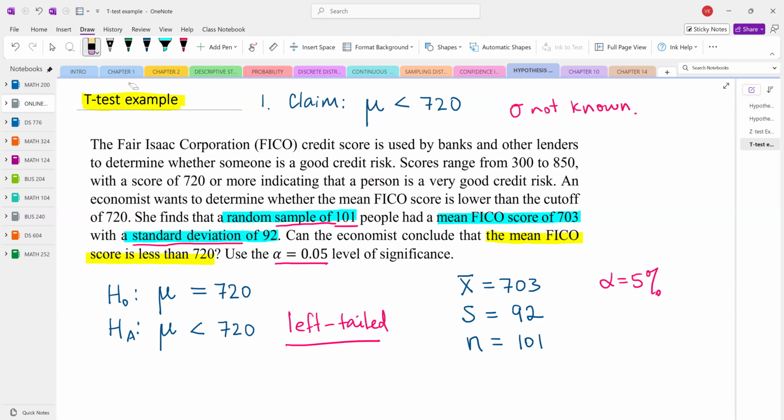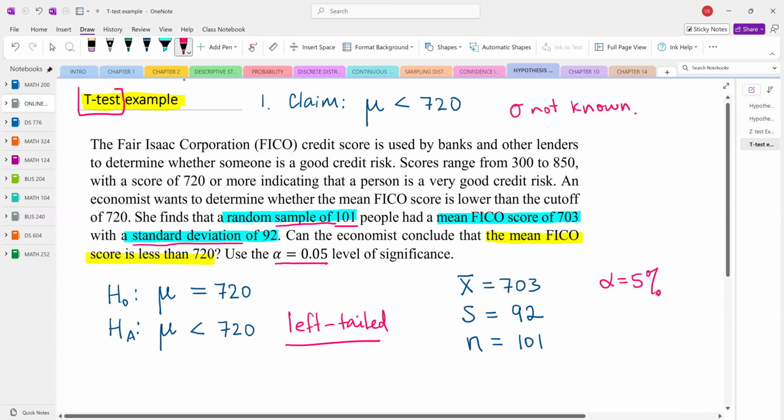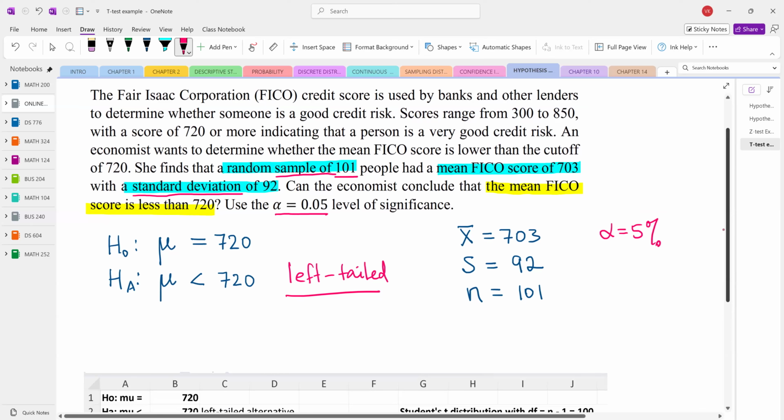Just like we discussed the difference between z intervals and t intervals, the same conditions apply to distinguish between a z-test and a t-test. So since it's a t-test, we're going to compute a t-test statistic. So let's calculate a t-test statistic where we standardize the sample mean value.